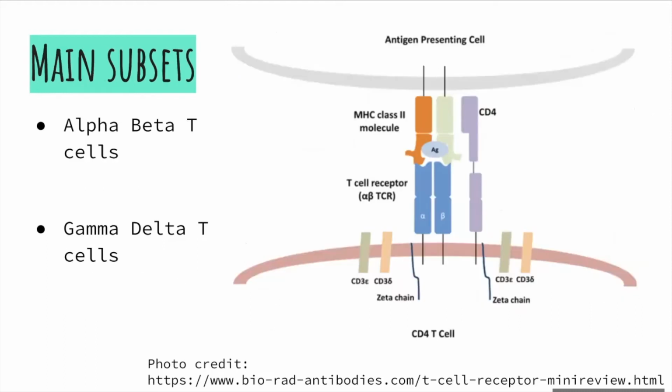Now, you have the two main subsets, and those are the alpha beta T cells and the gamma delta T cells. They are both types of TCRs that can recognize the chlamydial infection that's inside of the body, and they're peptides that are on either the MHC1 or the MHC2.